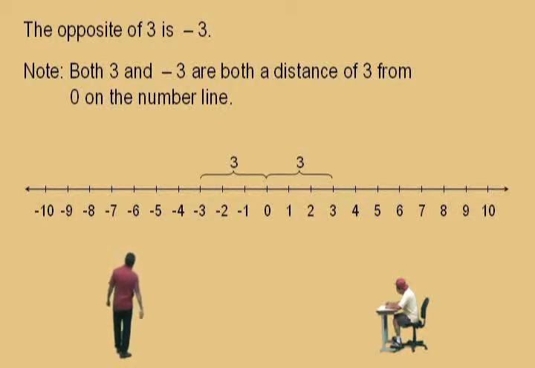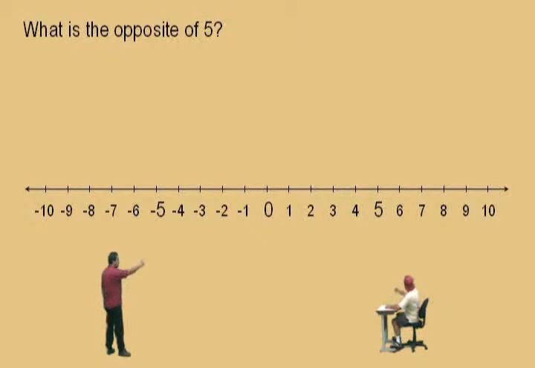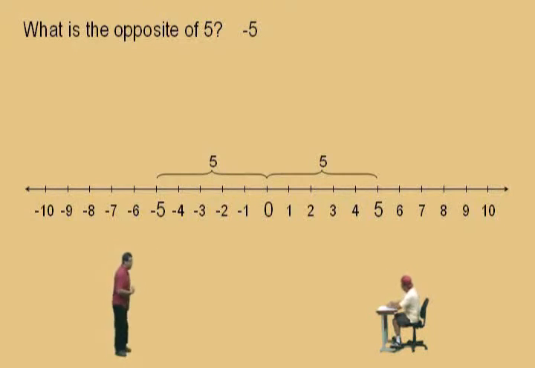So here's a question here. What is the opposite of 5? Well, if we think of a number line, 5 is over there. What is opposite of 5, Charlie? -5. Remember, 5 is a distance of 5 from 0 on that side. On this side, -5 is a distance of 5 from 0. So they are opposites of each other.